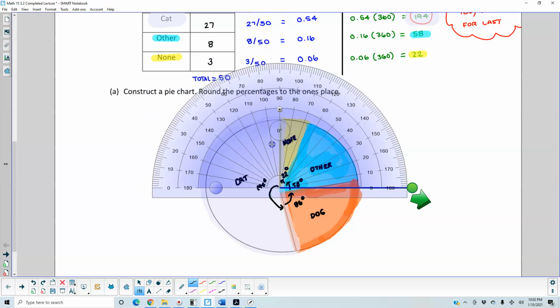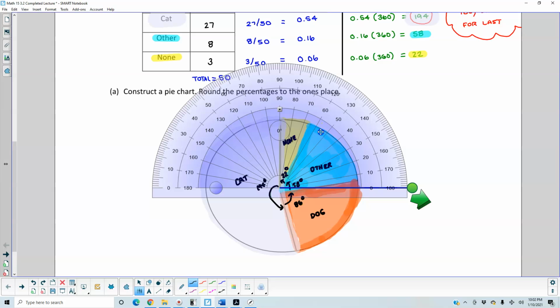Okay, so if I start at my center, and I want to get approximately 22 degrees from here, if I move over here, this gives me 22 degrees. So this is 10, this is 10, it's approximately about 22. So that represents the none. Okay, over here I have 58 degrees.